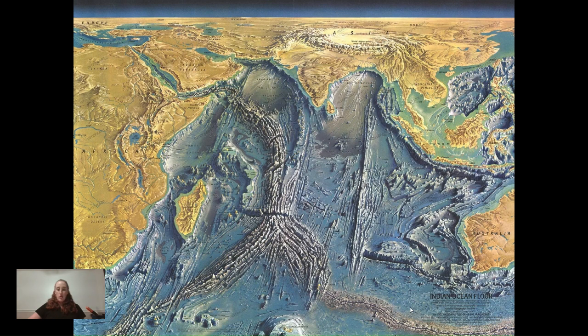So just to remind you, there are some features on the ocean floor that we had talked about before. We talked about the continental shelf. We talked about the abyssal plain. We talked about ridges. So there's a ridge right here, a mid-ocean ridge. And then we talked about trenches as well.